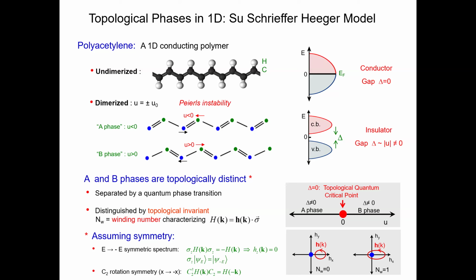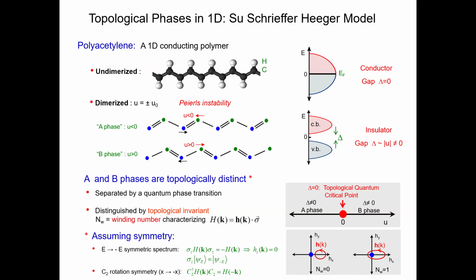Now, real polyacetylene has other symmetries as well. In particular, you can rotate by 180 degrees about the center of a bond. That's a symmetry, and it turns out that symmetry is enough to protect the topological distinction between this A phase and the B phase. So in the presence of this rotation symmetry, or equivalently a reflection symmetry, you can't get from the A phase to the B phase without going through a quantum critical point.